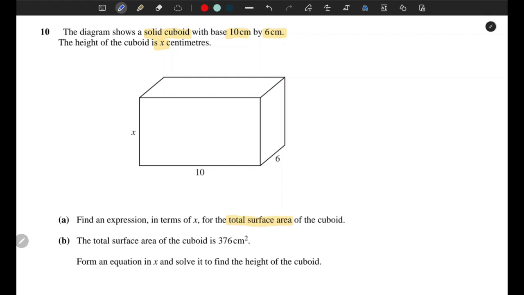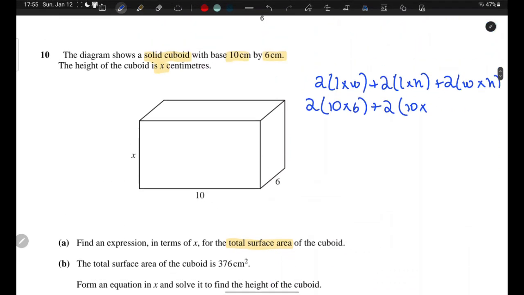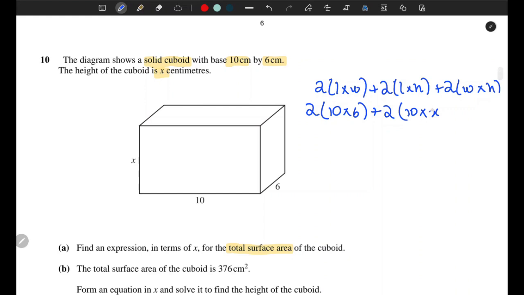Okay, so surface area ka hamein formula maine aapko pehle bhi bataya tha, which is 2 into length into width plus 2 into length into height plus 2 into width into height. Now we can substitute everything that we know. So we know the length is 10, we know the width, that's 6, plus 2, we know the length, that's again 10, into the height, which is x. So I'll actually write this as 10x, plus 2, we know the width, which is 6, 6 into the height, which is x, so we get 6x.